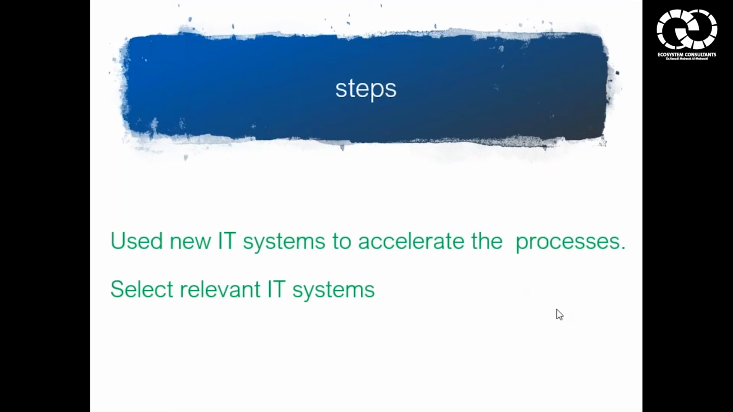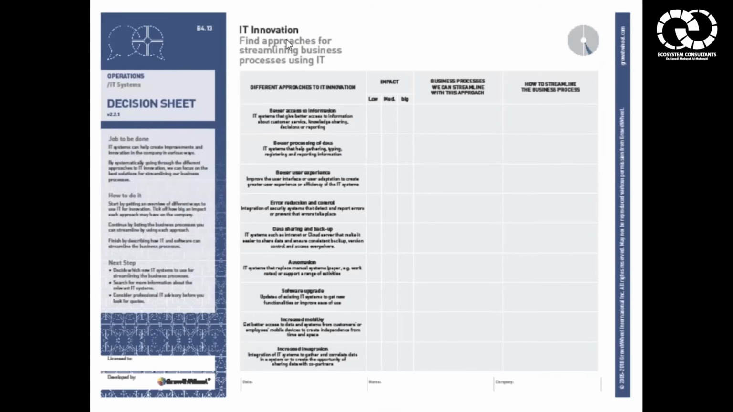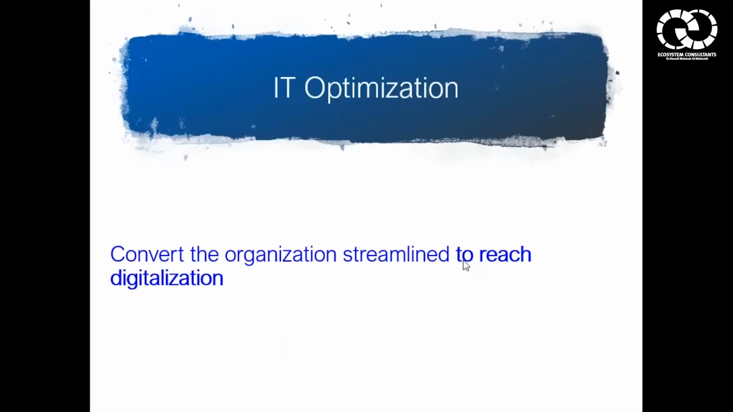For example, in Kuwait now, they developed new applications to address the cases of corona, to track the people who are infected by using an app on mobile. And also we will select a relevant IT system. We will use some system relevant to our cases now. And this is the IT innovation. You list all the different approaches of innovation here and you check the possibility of how you implement this innovation.